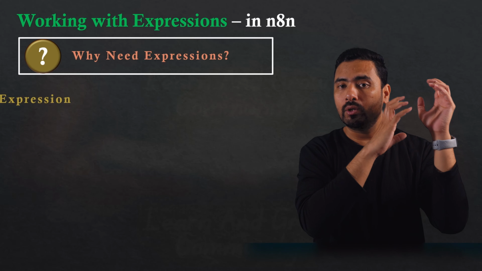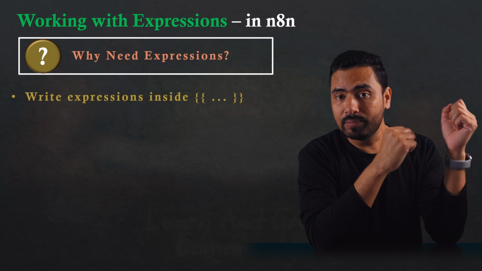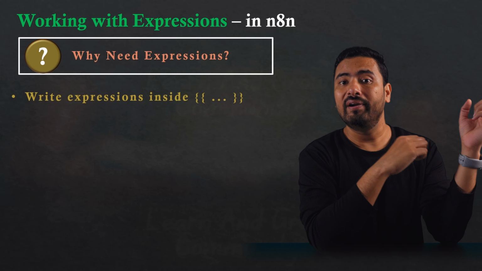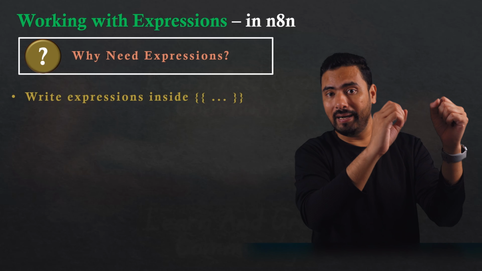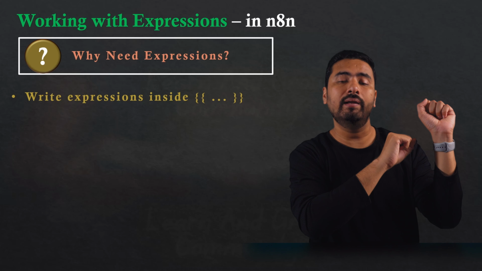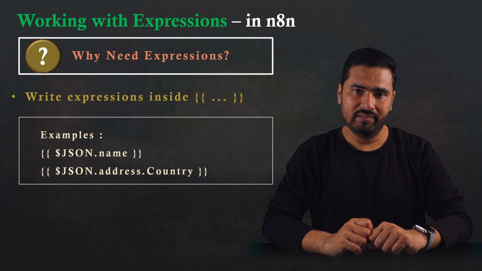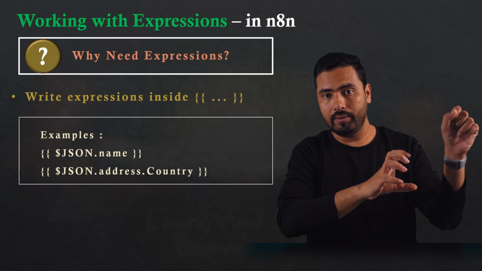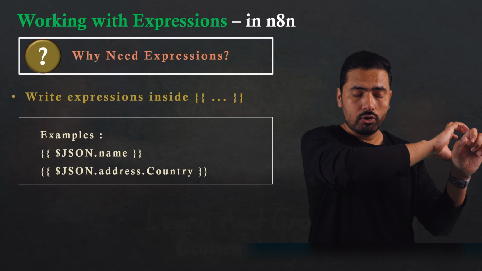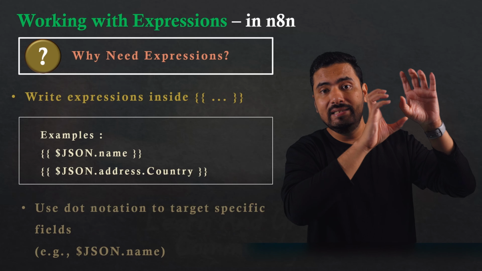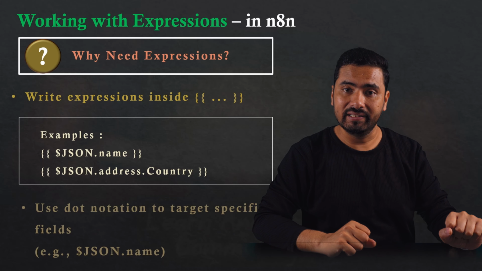Okay, so let's start with a quick overview of how expressions look. Our expressions are inside double curly brackets, so when you see them, think expression. The next thing is the $JSON sign. When you are accessing the JSON data that is incoming from the previous node to the current node, you can access this data with $JSON. You will use this very heavily in your workflow because in many situations we need to navigate through this JSON data to extract something from it.